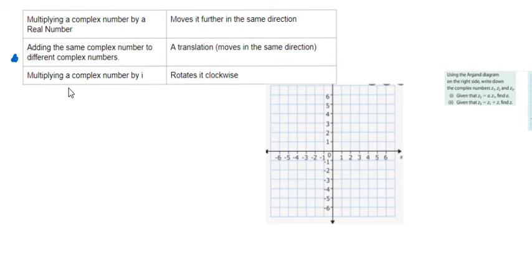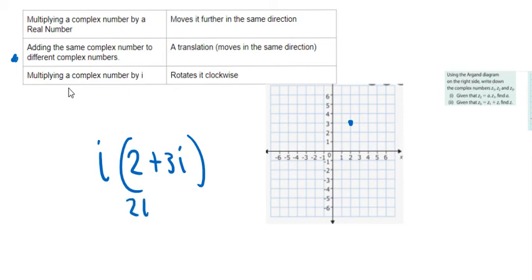The last one is multiplying a complex number by i. Let's go back to the one we had at the start, which was 2 plus 3i or something like that. If you multiply it by i, and this works for any complex number, you would get 2i plus 3i squared. But you should remember that i squared is the same thing as minus 1. So we get 2i minus 3, and that's the same as minus 3 plus 2i. So let's plot minus 3 plus 2i on the graph.